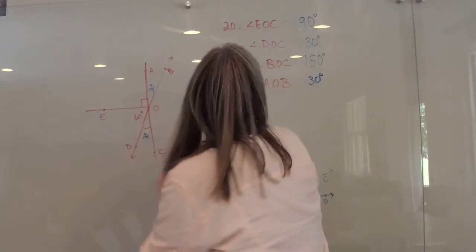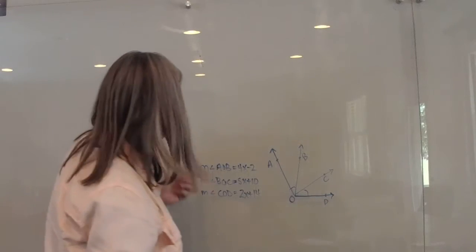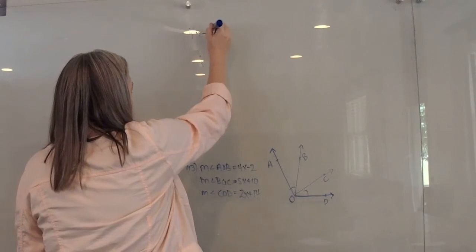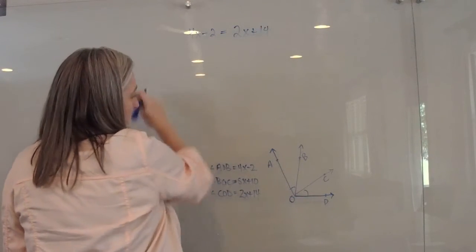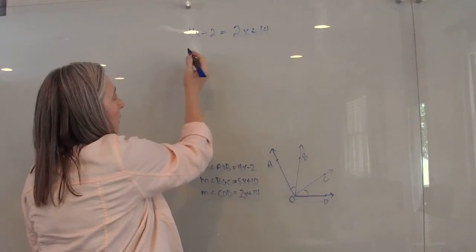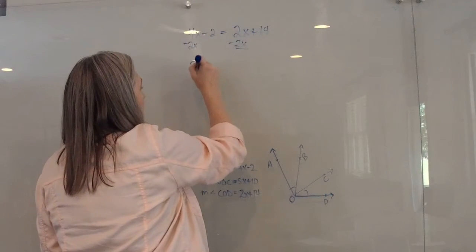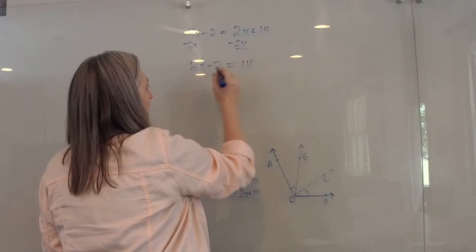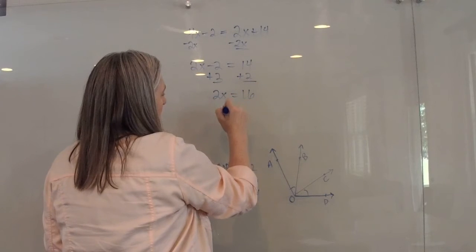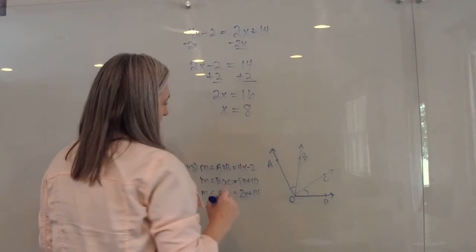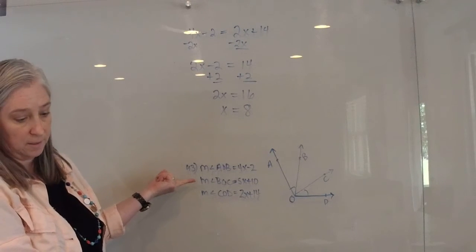Okay, let me erase so I have room. So I'm going to say 4x minus 2 equals 2x plus 14. Okay, so if I solve for x here, I would subtract 2x from both sides. It would leave me with 2x minus 2 equals 14, and then I would add 2 to both sides. So I'll get 2x equals 16, so x is equal to 8. Okay, so I didn't even really have to use measure of angle BOC to find what x was.